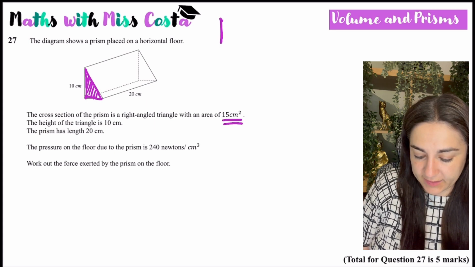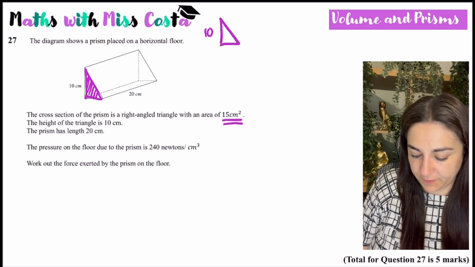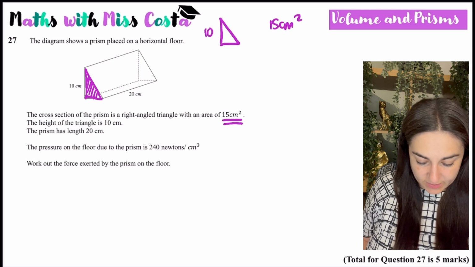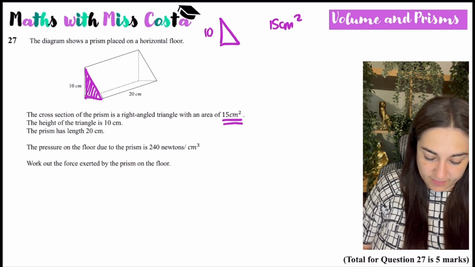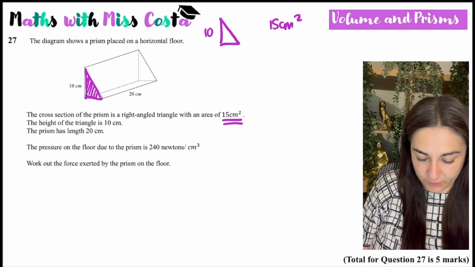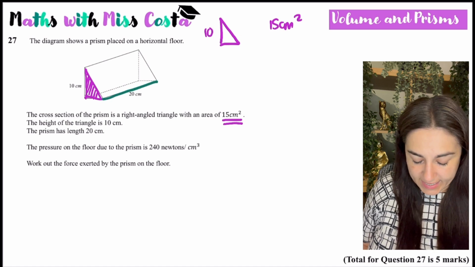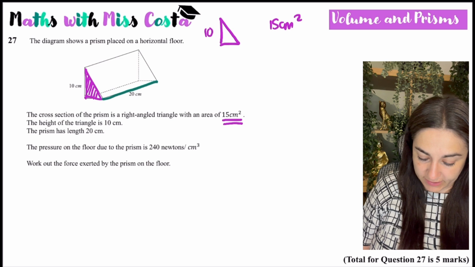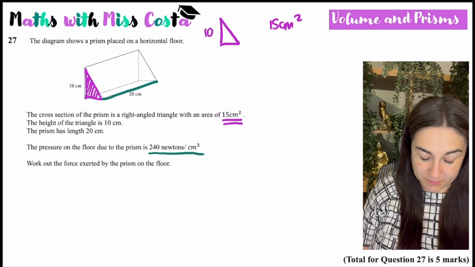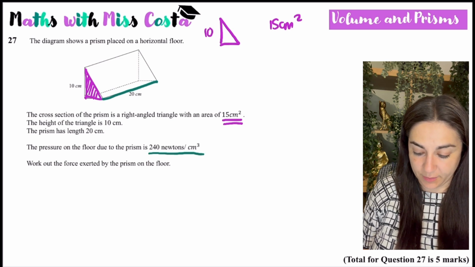So I know that this triangle has an area of 15 centimeters squared. The height of the triangle is 10. The prism has a length of 20, which we're shown here. And the pressure on the floor due to the prism is 240 newtons per centimeter squared. I need to work out the force.